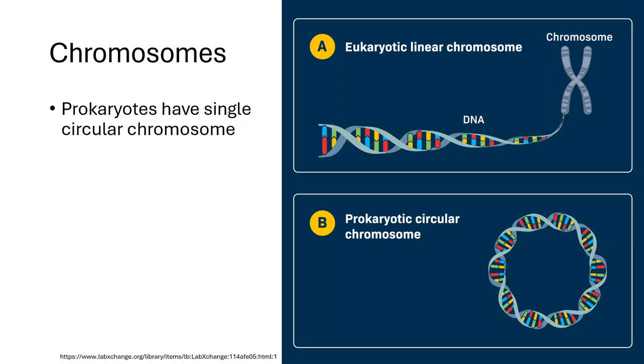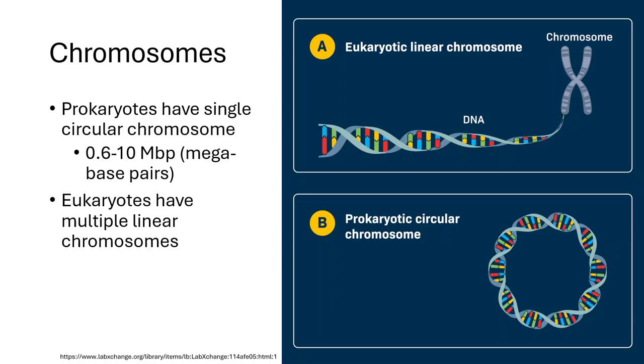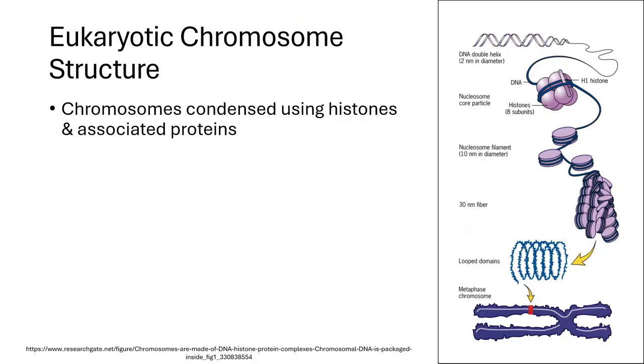Chromosomes are different in different organisms. Prokaryotes have a single circular chromosome. It tends to be much smaller. So on average, anywhere from 0.6 to 10 million base pairs. Eukaryotes, on the other hand, have more DNA. They have multiple linear chromosomes, and it tends to be longer, anywhere from 10 to 100 million base pairs per chromosome. Because eukaryotic chromosomes are much longer, they have to be organized a lot more carefully to fit inside the nucleus and also to prevent tangling, DNA errors, etc.